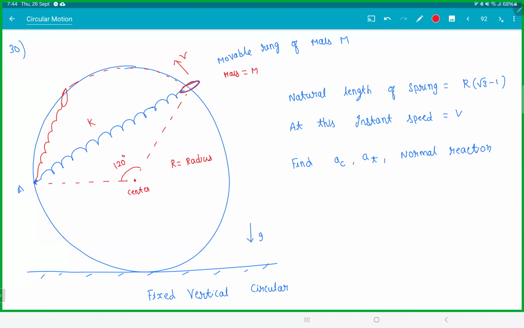Let's get this. A centripetal is easy, right? That is the easiest one. Get the normal reaction and A tangential. Try, you got 2 minutes.